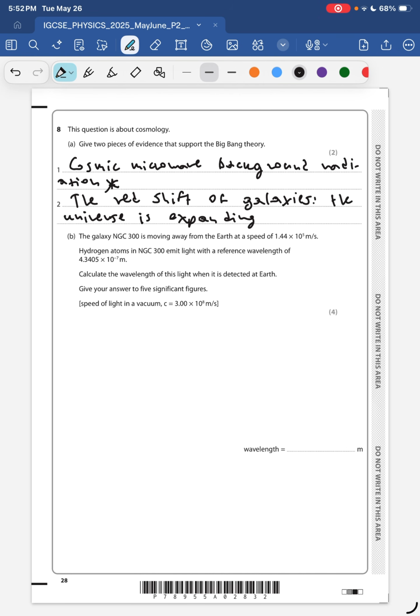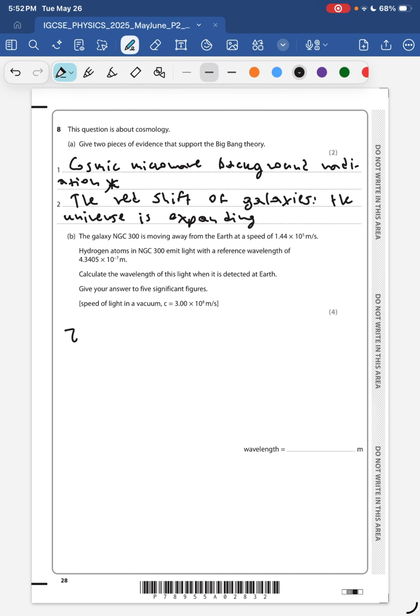Okay. So NGC 300 is moving away from the Earth at a speed of 1.44 times 10 to the 5 meters per second. Hydrogen atoms in NGC 300 emit light with a reference wavelength of 4.33405 times 10 to the negative 7 meters. Calculate the wavelength of this light when it is detected at Earth. Give your answers to 5 significant figures.